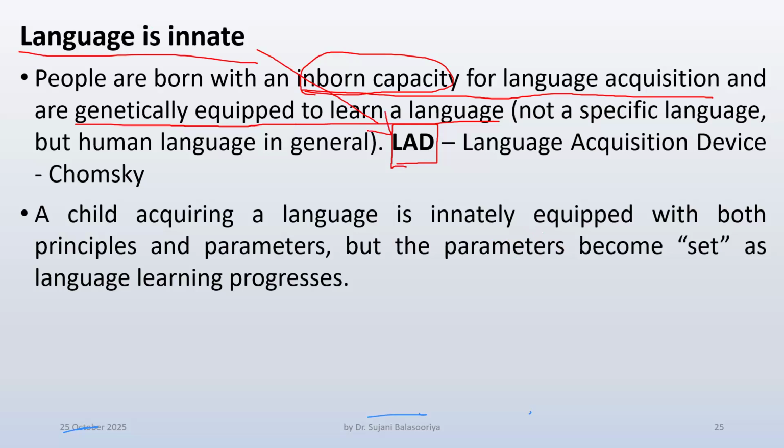That means people are born with an inborn ability, right? A child acquiring a language is innately equipped with both principles and parameters. So relate this to what we discussed previously about principles and parameters. When a child is acquiring language, the child is innately equipped with both these things. Principles and parameters are there, but the parameters become set as language learning progresses.